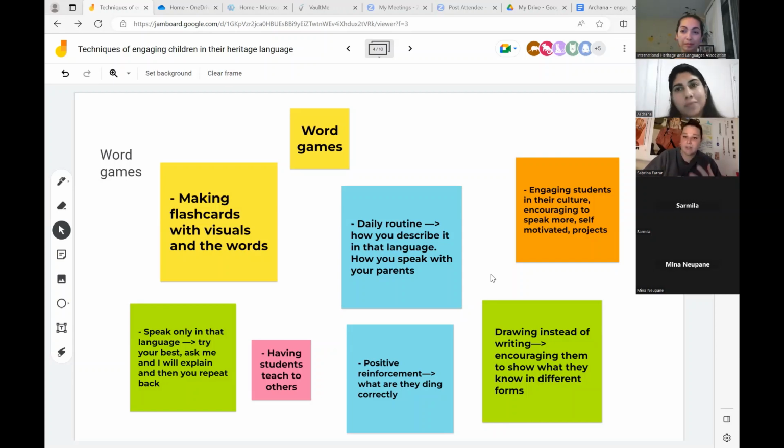So if you say something in your language and they're able to at least translate that in word form, picture, or pointing to something that makes sense to them, at least they're grasping the idea of the word and how it associates between English and the language that you're trying to teach them. One of the group members also brought up a great idea about a daily routine. So how you describe your daily routine in your language.